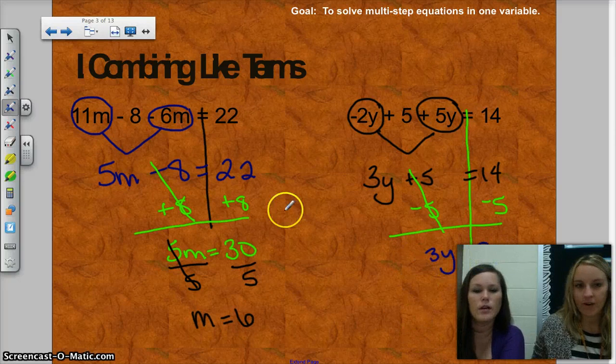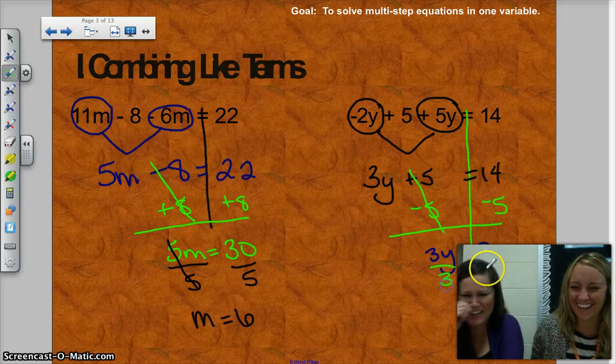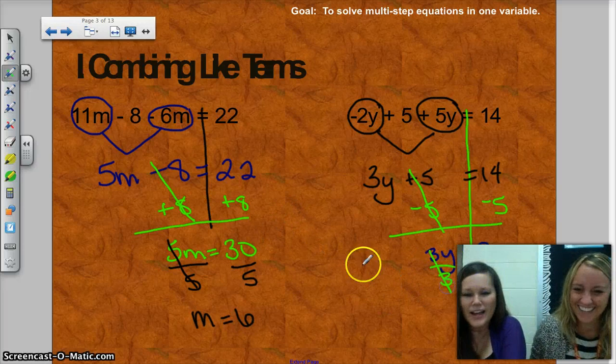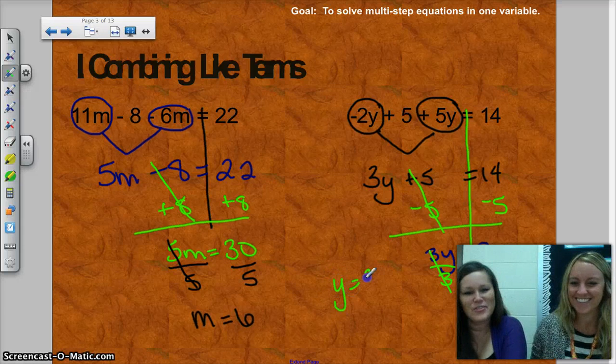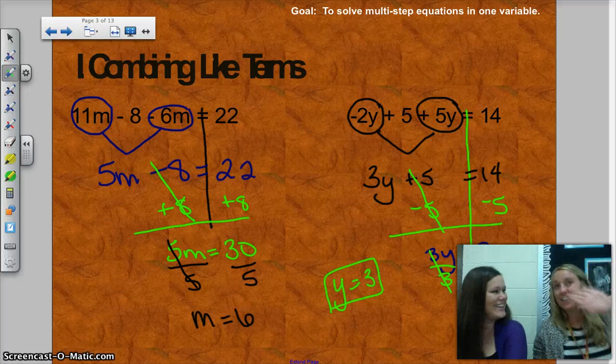Are we on our heads? Oh yeah, we're probably on our heads. Why are we? Okay. y equals 3. There you go. Bunk, bunk. Get up there.